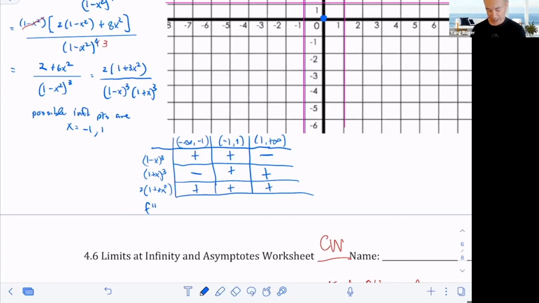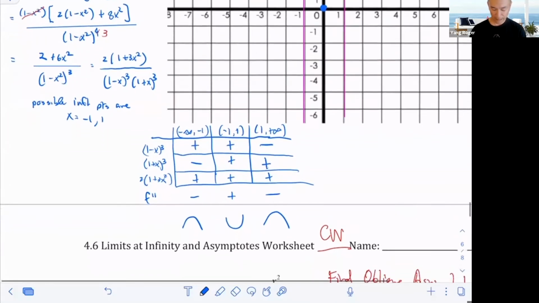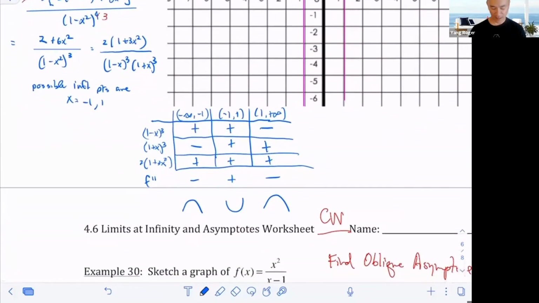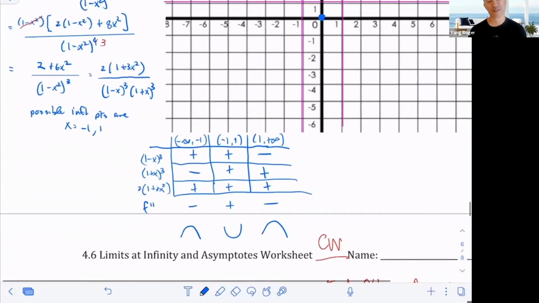So in the end, you're going to get a negative, a positive, and a negative. Negative things make you sad, so it's concave down, then concave up, and concave down. Are there any questions about the second derivative test or the test for concavity?